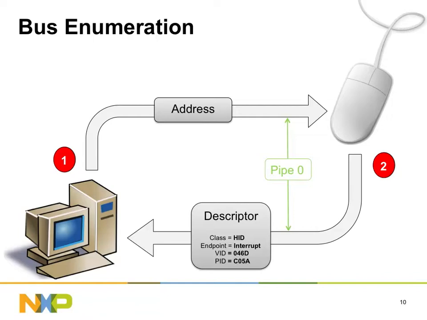So this is the whole process. Step one, the device is detected on the bus when it gets plugged into the connector. The host assigns an address to that device. It creates a bidirectional pipe connected to the device's endpoint 0, that's the control endpoint, and sends it a command to return a descriptor.